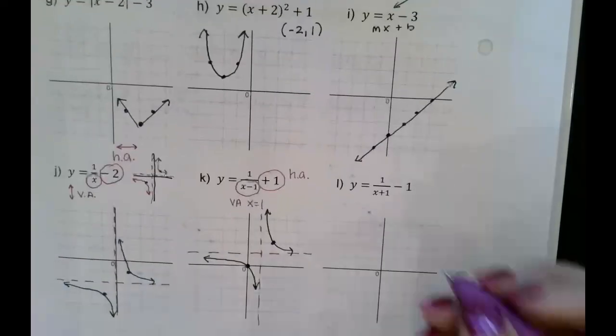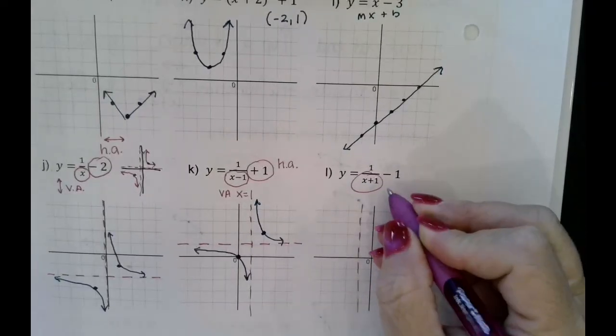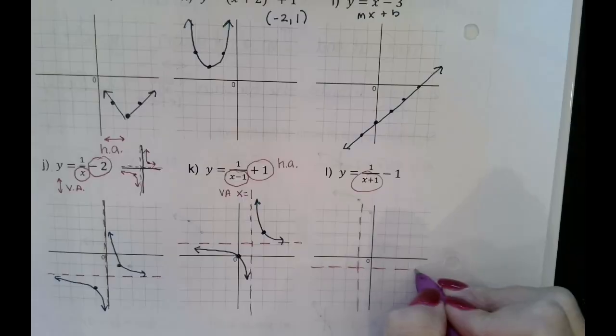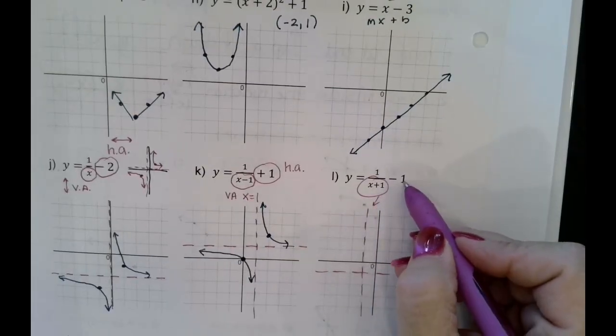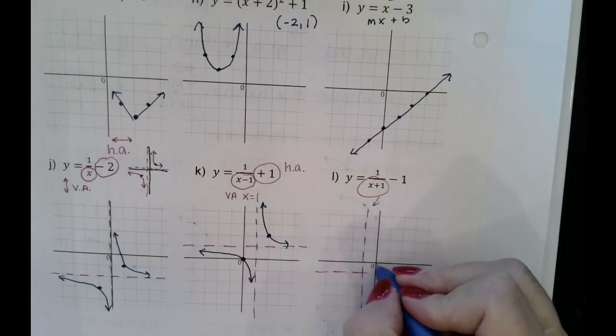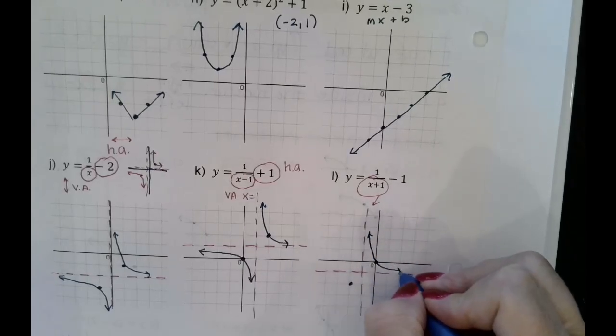All right, last one. So VA happens at negative 1 and negative 1. So this is negative 1 because it's opposite. This is negative 1 because it's exactly what we want. And then here are my 2 points. And so my graph looks like this.